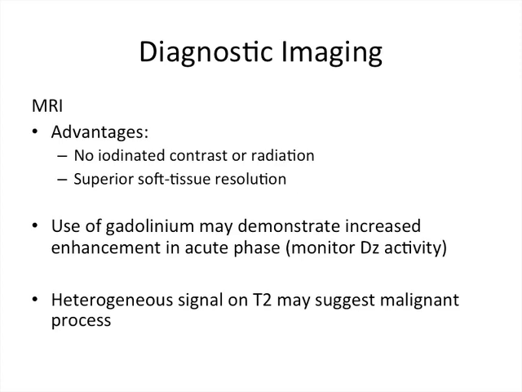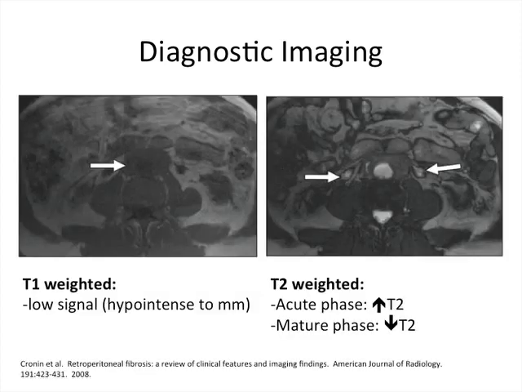In addition, it's also been suggested that a heterogeneous signal on T2 imaging may point one more towards a malignant underlying process. So on T1 weighted images, we see that the signal is of low intensity, hypointense to muscle, and on T2 it can be variable. During the acute phase, when there's more edema and water content, the T2 signal seems to be stronger, and in the mature phase it is more diminished.